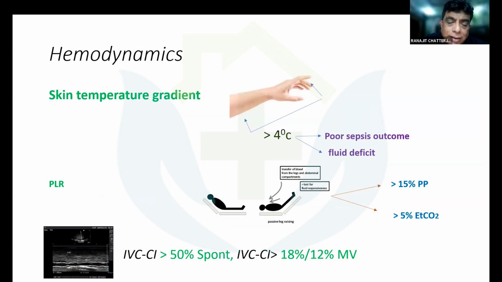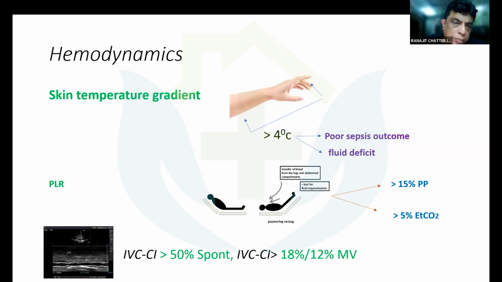You all know about the collapsibility index of the inferior vena cava. For spontaneous patients, more than 50%. For patients who are on ventilator, either 18 or 12%. It depends on the denominator you have taken, whether you have taken the mean or the minimum. If you've taken the minimum, then it will be 18. If you've taken the mean, it will be 12. So this is the way you decide on your dynamic parameters.